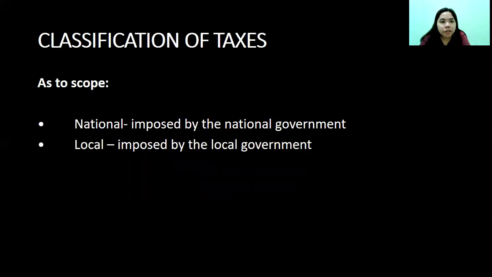Okay, so classification of taxes, as to scope, first is national, imposed by the national government, and local, imposed by the local government. So we pay national government taxes, and there are also local taxes that are being imposed. An example of local taxes is the cedula, the community tax, which is a tax imposed locally.